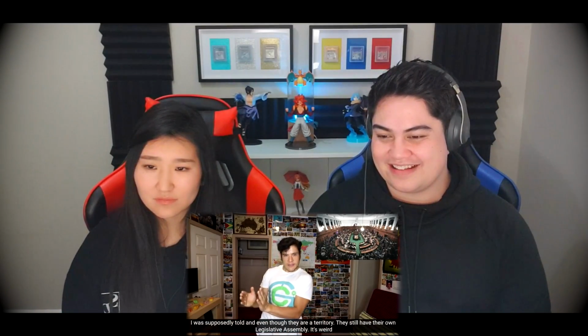The capital territory, Delhi. Keep in mind, this is a separate entity from New Delhi. But this is basically where all the politicians go, and the worst drivers in India, I was supposedly told. And even though they are a territory, they still have their own legislative assembly. It's weird. But yeah, busy India has people making road rules and laws, causing pretty much controversy for the rest of the country.